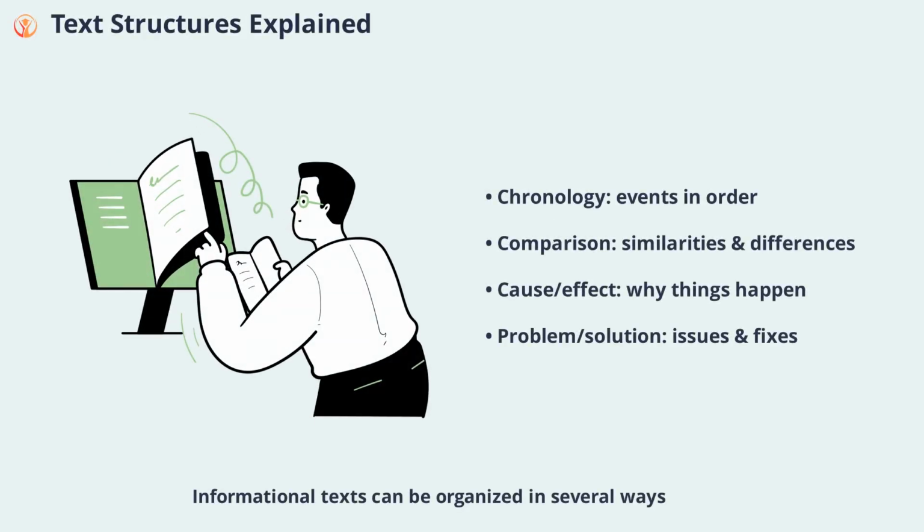Informational texts can be organized in several ways. Some common structures include chronology, events in order, comparison, showing similarities and differences, cause and effect, explaining why something happens, and problem and solution, describing an issue and how it's solved. Recognizing these structures helps you follow the author's thinking and find information faster. For example, a timeline uses chronology, while a chart comparing animals uses comparison. Up next, we'll look at how to spot these structures in real passages.